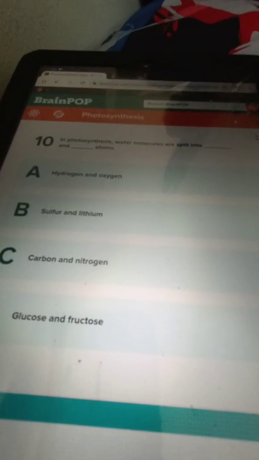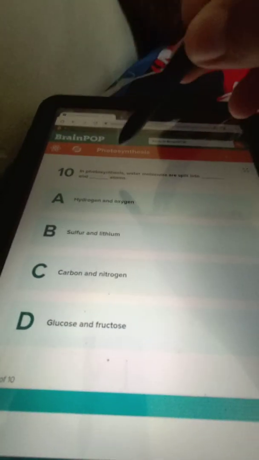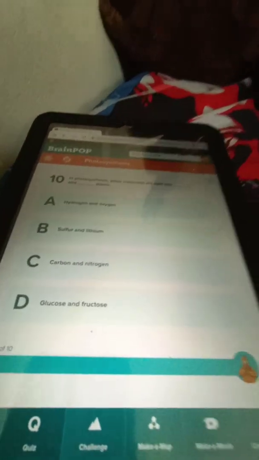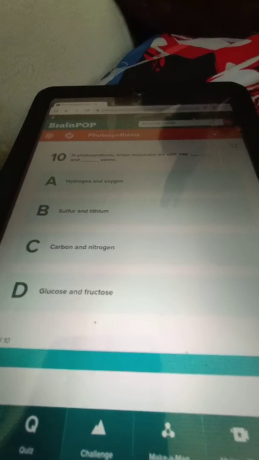Number 10, last question. In photosynthesis, water molecules are split into blank and blank atoms. Heard in the conversation again. 5 seconds again. 3, 2, 1. And we all know it. Hydrogen and oxygen. Alright, everyone.